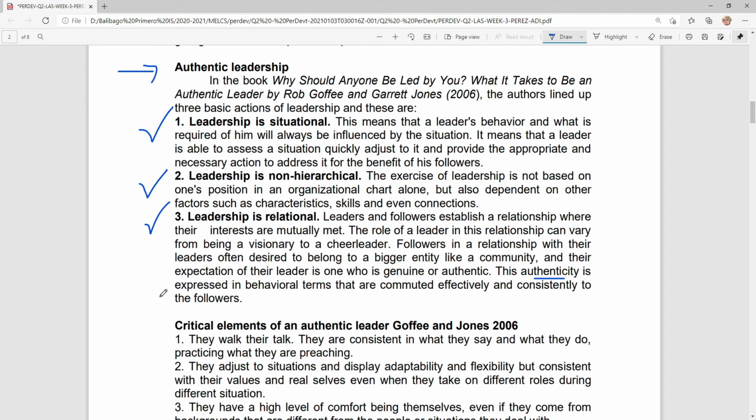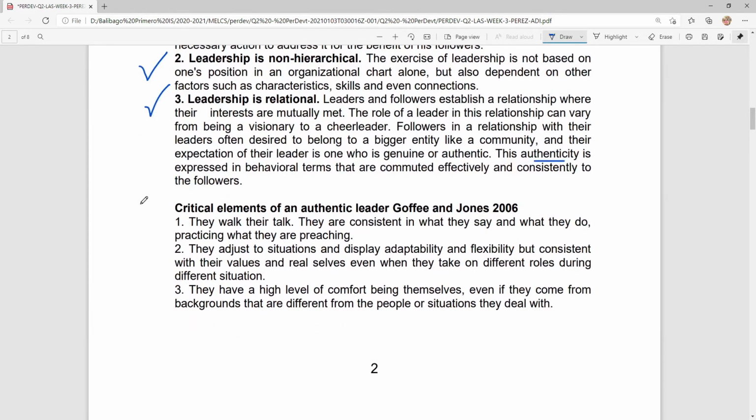So from being a visionary, you can be a cheerleader so that you and your followers may build a good relationship. Now we have some critical elements of an authentic leader by Goffee and Jones. Number 1, they walk their talk. If you are a leader, you will walk your talk. You are consistent in what you say and what you do, in what you practice and what you preach.